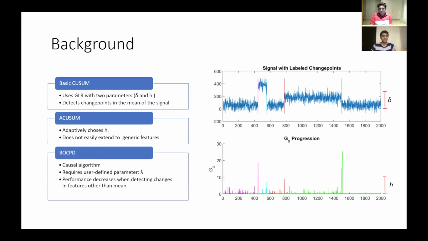Adams and McKay's Bayesian Online Changepoint algorithm is the best known online changepoint detection algorithm. By modeling the occurrence of a change point as a random process, BOCPD has proven to be an effective and robust approach. The algorithm only uses retrospective data to make predictions, so it is capable of being applied in an online setting. However, the performance of this algorithm decreases when detecting changes in a feature other than the mean of a signal.